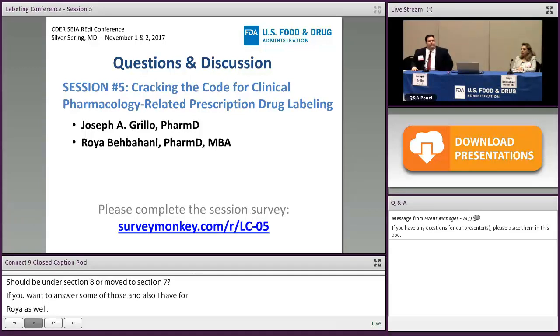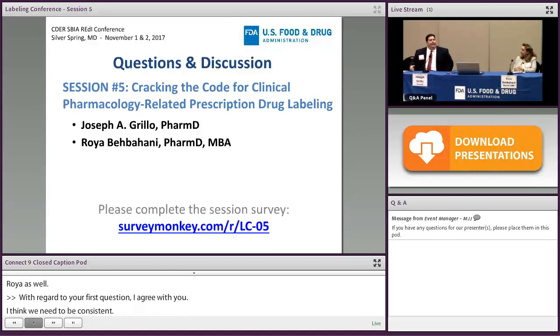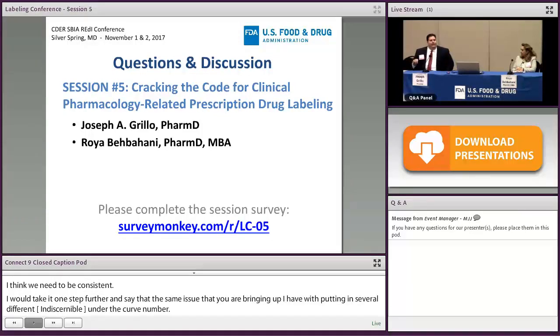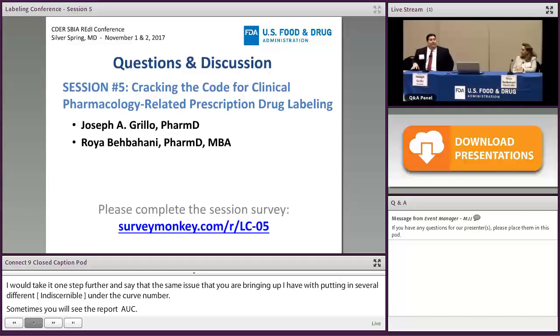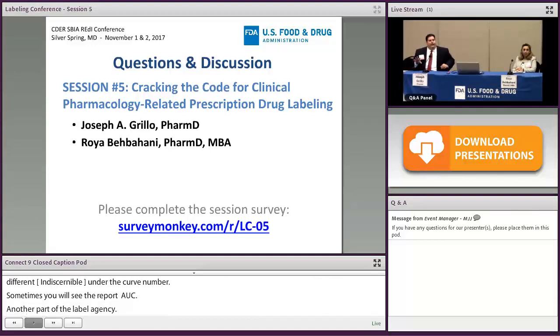I would take it one step further and say the same issue that you're bringing up, I have with putting several different AUCs, area under the curve numbers. Sometimes we'll see they report AUC, another part of the label AUC tau, another part AUC infinity. So yes, I agree with you. I think we need to think about whether the distinction is essential for a healthcare provider to safely and effectively prescribe this drug. If it is, then maybe we need to explain why we're putting these different numbers.